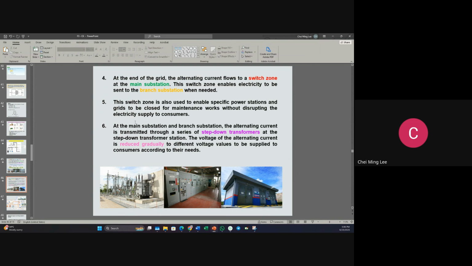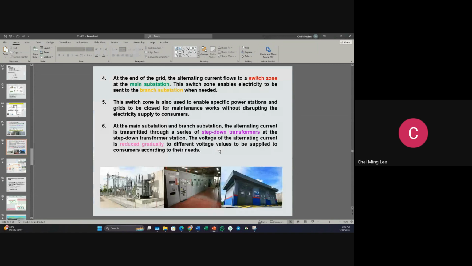Okay, so at the main substation and branch substation, the alternating current will go through a series of step-down transformers at the step-down transformer station. So the voltage will be reduced gradually to different voltage values to be supplied to consumers according to their needs.